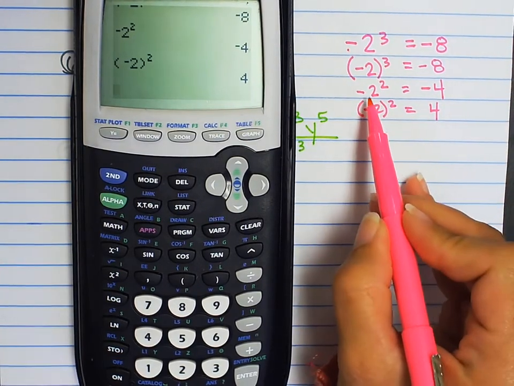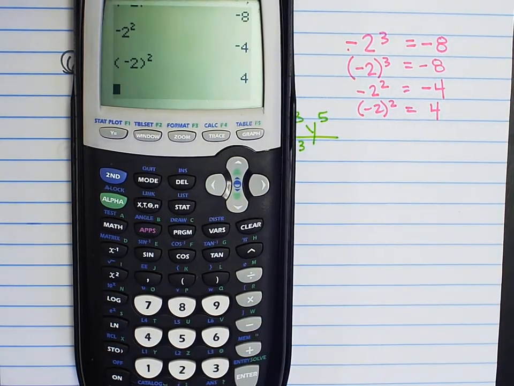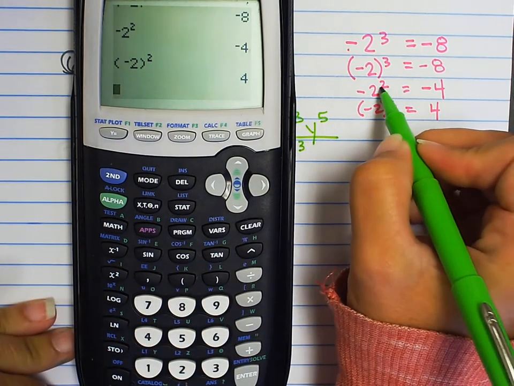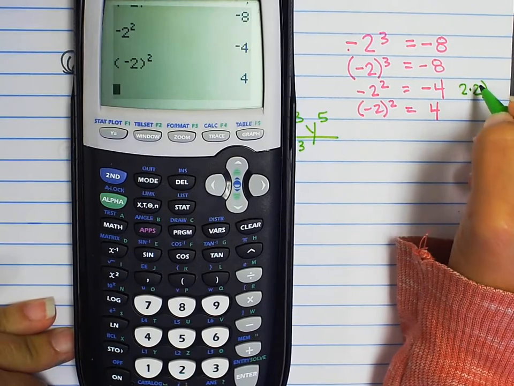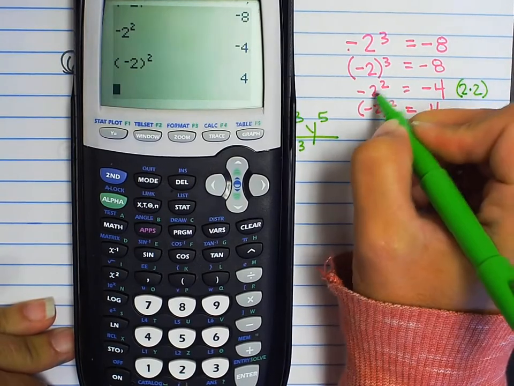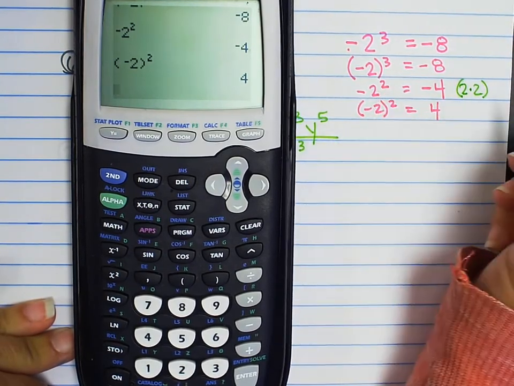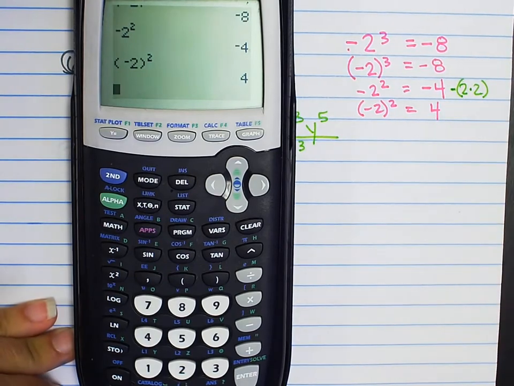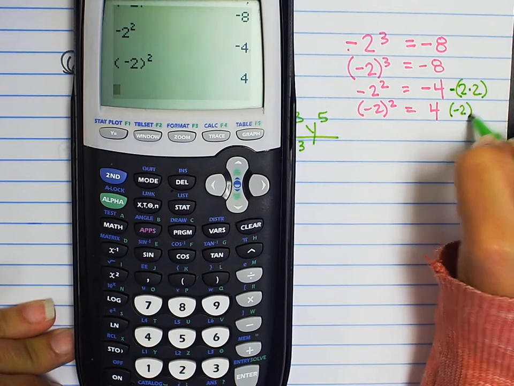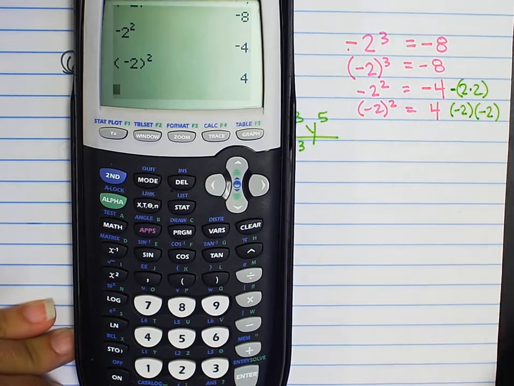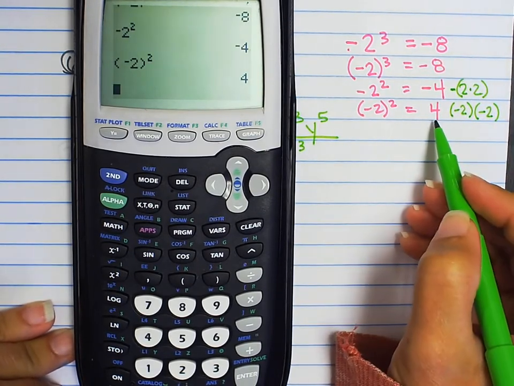The reason is this first example is telling the calculator take 2 and square it, so that's 2 times 2, and do that first because that's an exponent, and in PEMDAS we have to do exponents first, then make the answer negative. This one is telling the calculator negative 2 times negative 2. A negative times a negative gives you a positive.